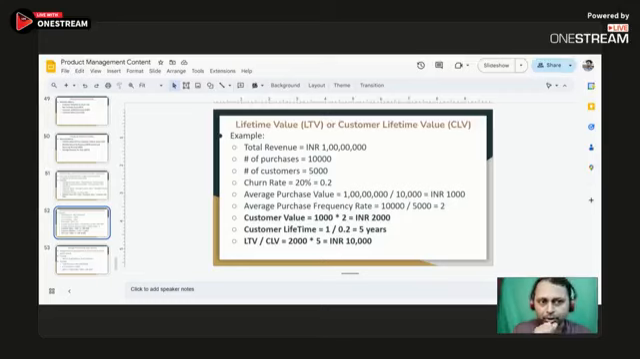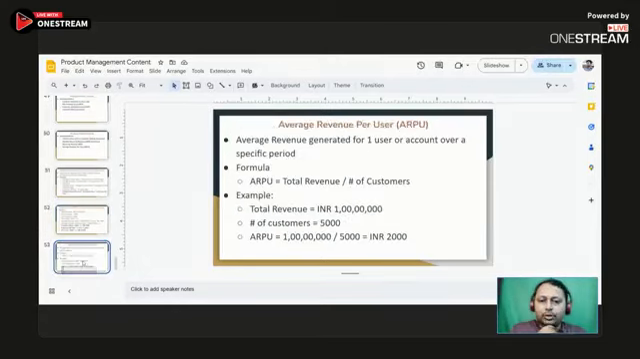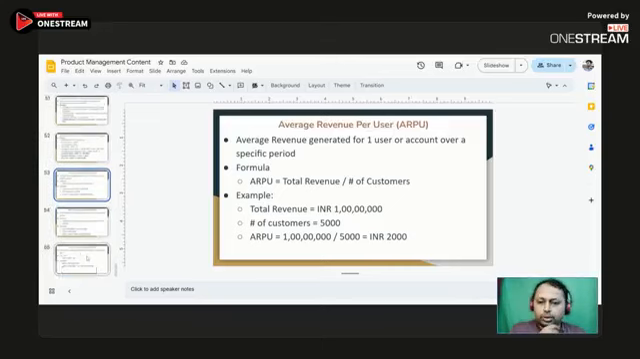So hope you got the crux of how to calculate the CLV, or LTV, right? With this, we are ending the first topic, which is customer lifetime value, or CLV, or LTV. Next, we are going to talk about average revenue. We'll go with average revenue per user, and then we go with MRR and ARR.